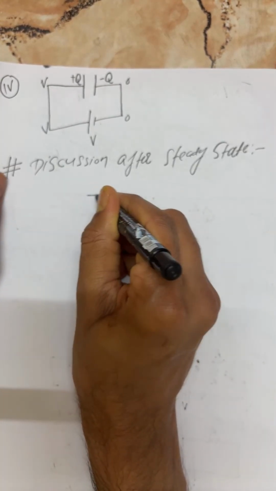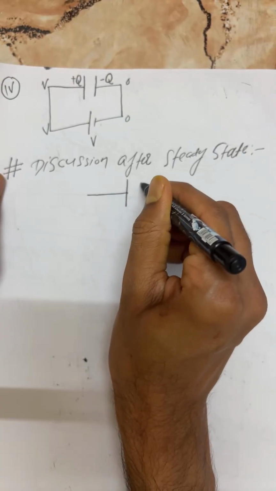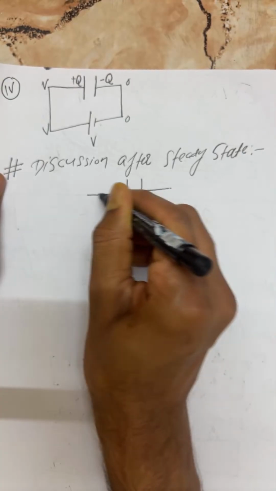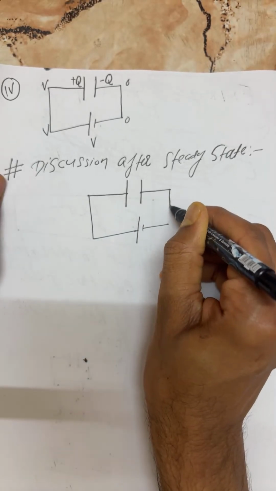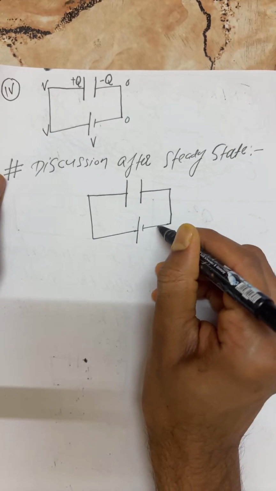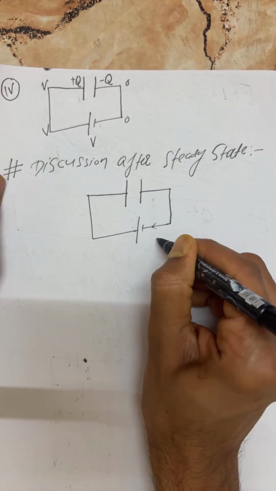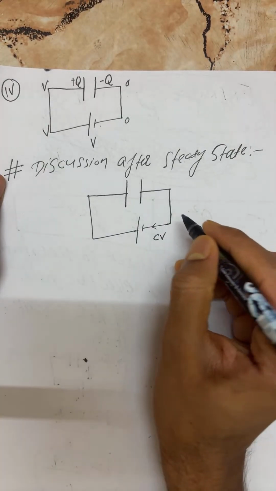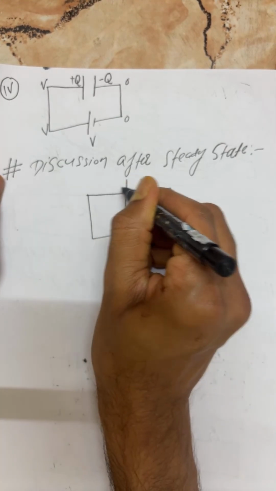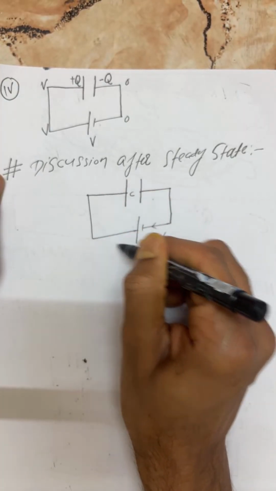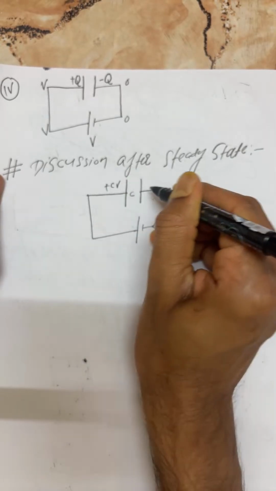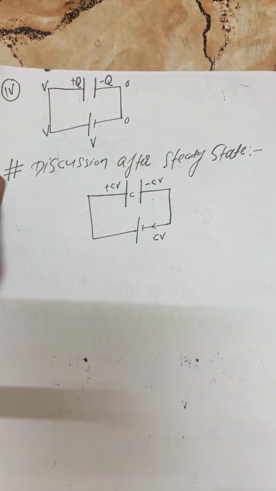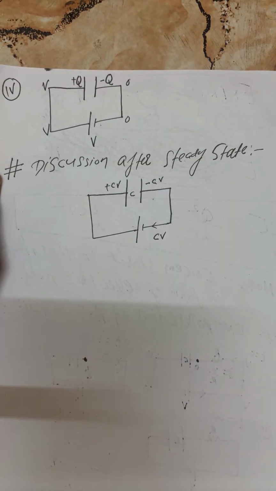You can see now the capacitor will become fully charged. Right. So how much charge flows into the circuit? Q is equal to CV. So what is the charge accumulated on the positive plate of the capacitor? Because it is connected to the positive terminal of the battery, it is plus CV, and the other plate is minus CV.